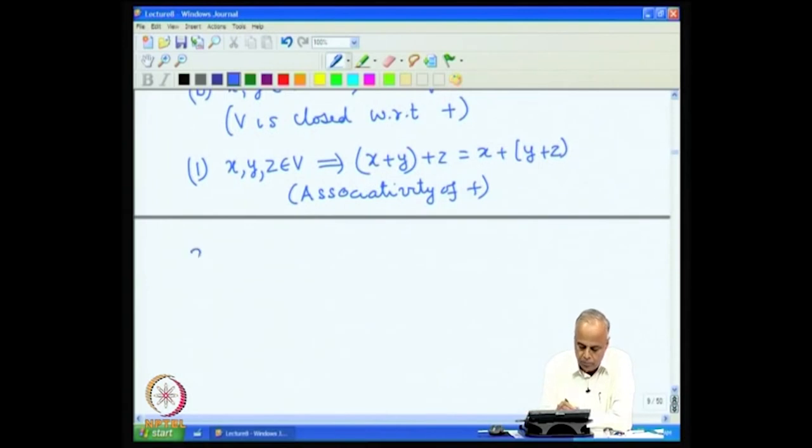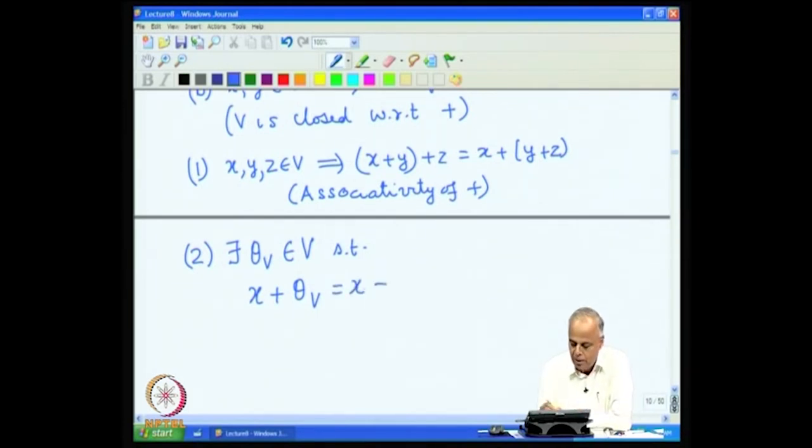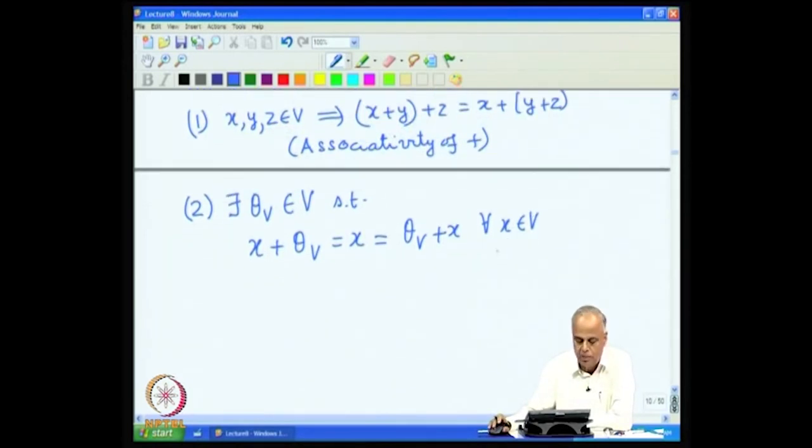Then we wanted the existence of something akin to 0. So, we had 0 in the real numbers, theta k in Rk. Now, for V, we shall call it a general theta V. There exists an element theta V in V such that, what was the property required of 0? When it combines with anything, the result is what you combine. x plus theta V equals x equals theta V plus x for every x in V. That is the role played by 0, generalized now.